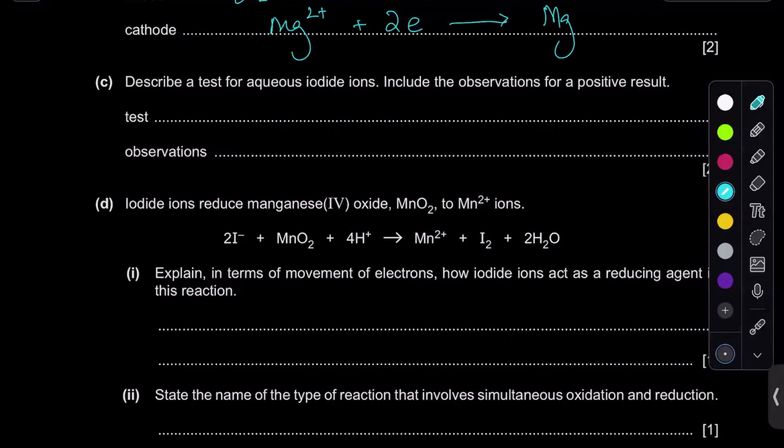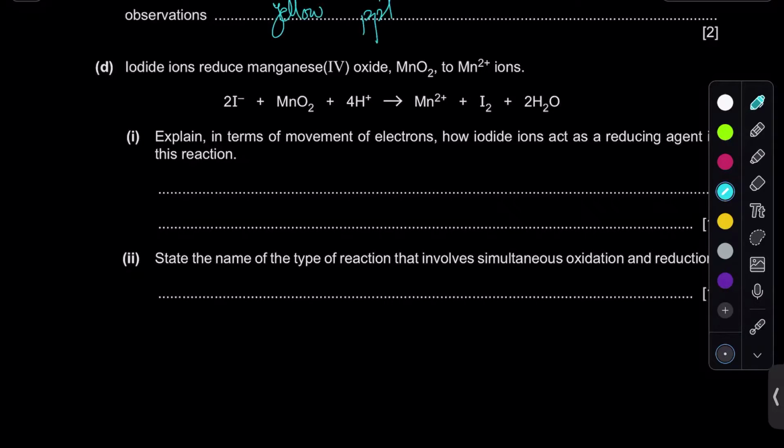Describe a test for aqueous iodide ions. For any chloride, bromide, iodide, the test is pretty straightforward. You add nitric acid and then silver nitrate. So add HNO3 and AgNO3. With chloride, we get a white precipitate of silver chloride. Then we get an off-white precipitate for silver bromide. And for iodide, a yellow precipitate. So we'll simply say yellow precipitate. And you don't need to identify that it is silver iodide, but not required.